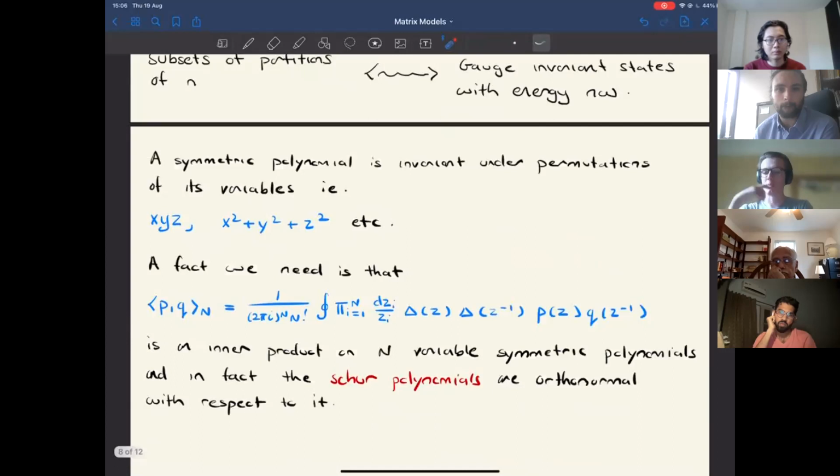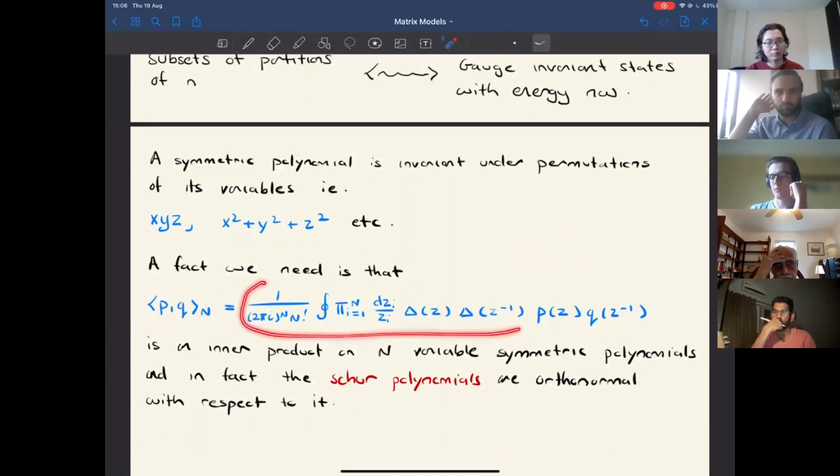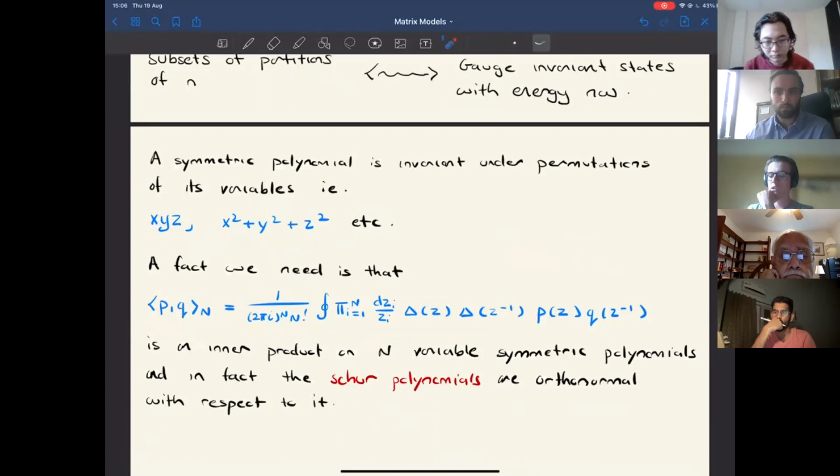So I'll briefly mention what a symmetric polynomial is as well. A symmetric polynomial is a polynomial that's invariant when you permute the variables. So that's going to be symmetric if you swap x and y, it stays the same. Same with this one. And one more fact we need is that this right here is an inner product on n variable symmetric polynomials. It looks a bit weird, but this measure, I suppose, would be the correct word, shows up a lot when you're evaluating these partition functions, and it turns out that it's an inner product on n variable symmetric polynomials. And in fact, a particular family of n variable symmetric polynomials called the Schur polynomials are orthonormal with respect to this inner product. So that's an important fact.